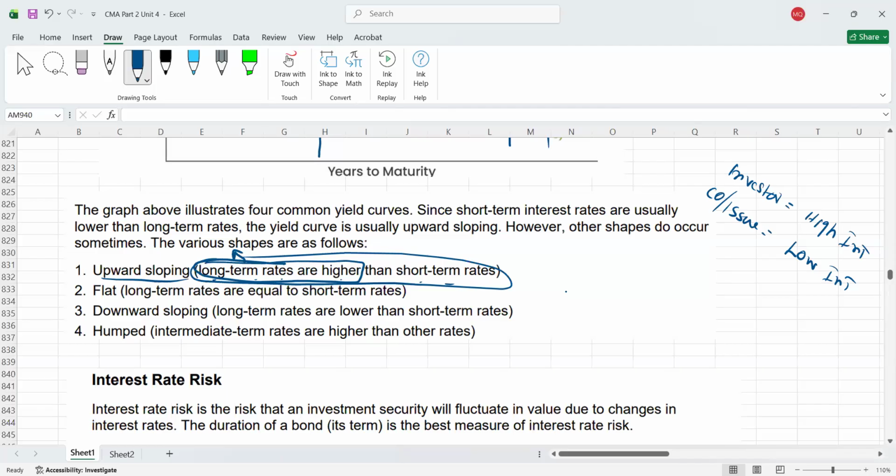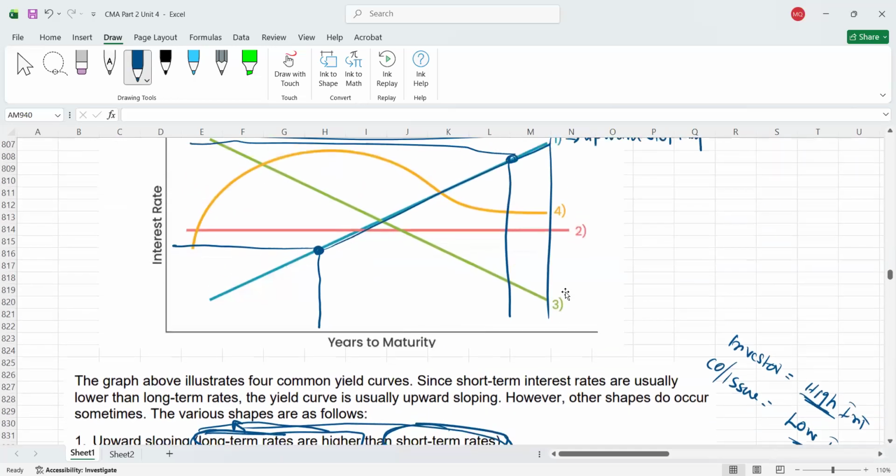But if you are a company and you want to issue a security, you will not issue long term security because interest rates are higher, so you will prefer to issue short term bonds. Because an investor wants high interest, and a company or issuer wants low interest. So the investor will choose long-term bonds to invest, and the company will choose short-term bonds to issue. This is what it means if it is upward sloping. Now look at the next line.